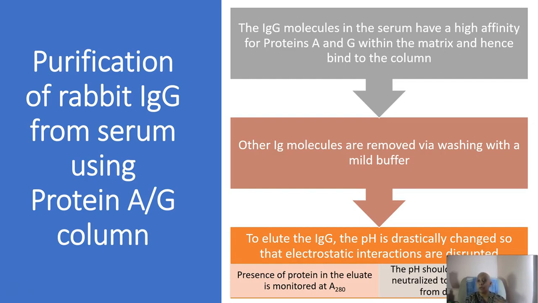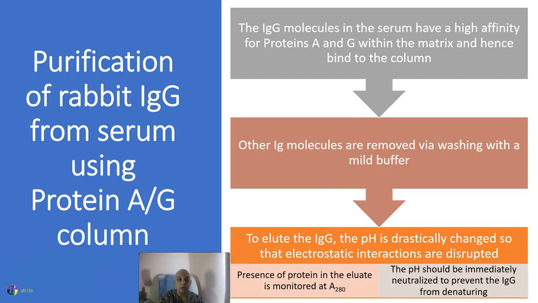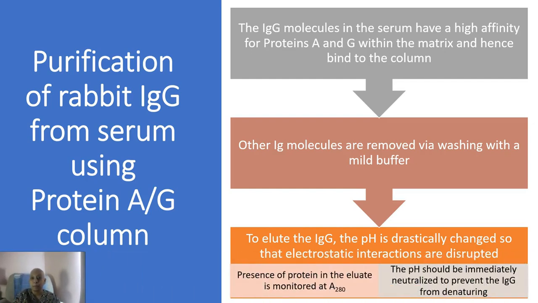So again, the IgG molecules in the serum have high affinity both to protein A and G within the matrix. In our case, because we are looking at rabbit IgG, protein A is the one that it's going to be binding to. We are going to remove all those other Ig molecules by washing with a mild buffer. And then to elute our IgGs, we are going to alter the pH so that our association is disrupted and you can take out your IgG fraction, the purified IgG fraction. We are going to check the presence of our protein in the eluate by looking at A280, which is going to look at amino acid presence in our sample. And we are going to neutralize our pH to prevent our protein from denaturing so we can look at it further.